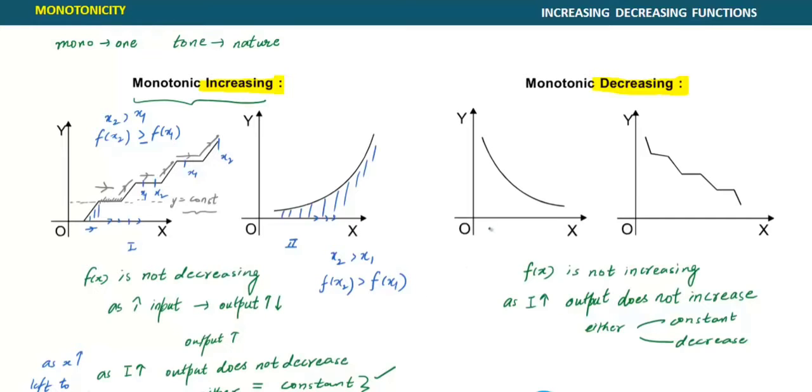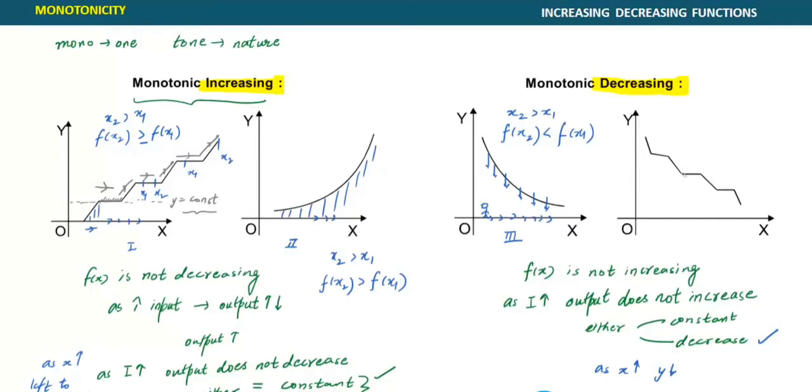And similarly, correspondingly, I can convert this into a monotonic decreasing graph. Let's say I am traveling from left to right, that is, x increases, and my value of y is getting smaller and smaller, right? So as x increases, y decreases in this particular case. That is why I am saying that it is monotonically decreasing. So here mathematically, as x2 is greater than x1, what is the value at x2? Yes, it is smaller than the value at x1.